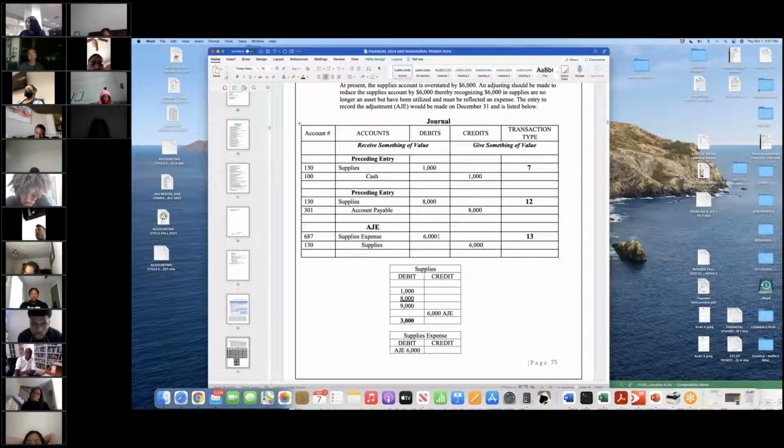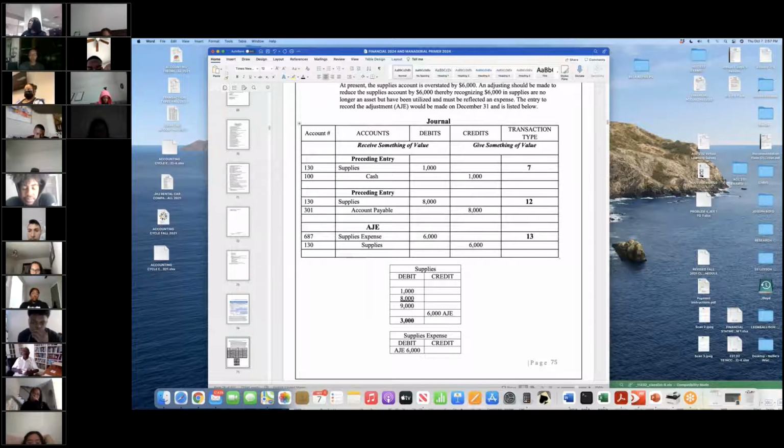because 6,000 has been utilized, we debit 6,000 to supplies expense. This is now an expense account that's going to go on the income statement. And we credit supplies for 6,000 to get it to its $3,000 balance.